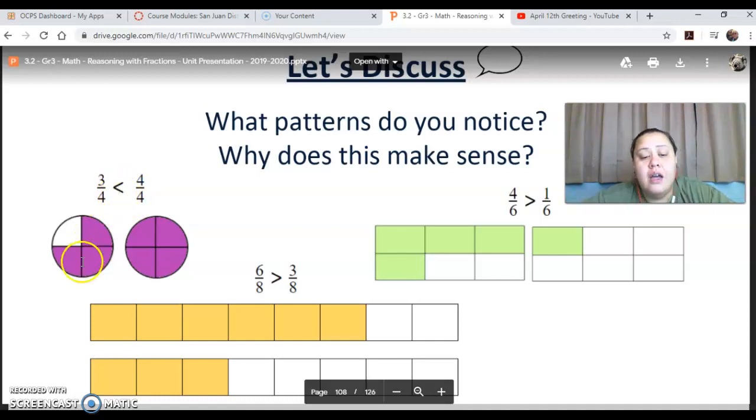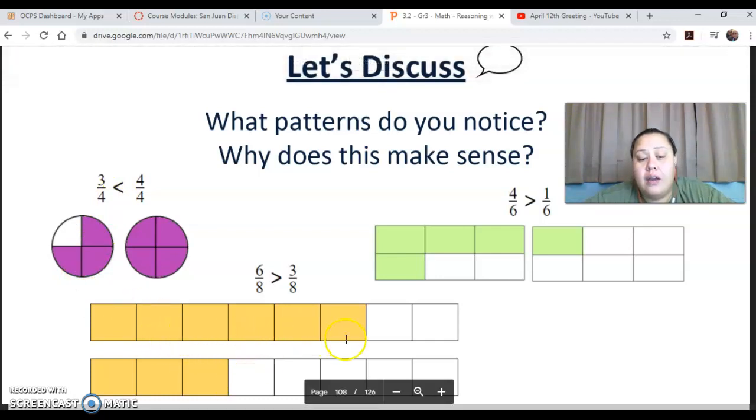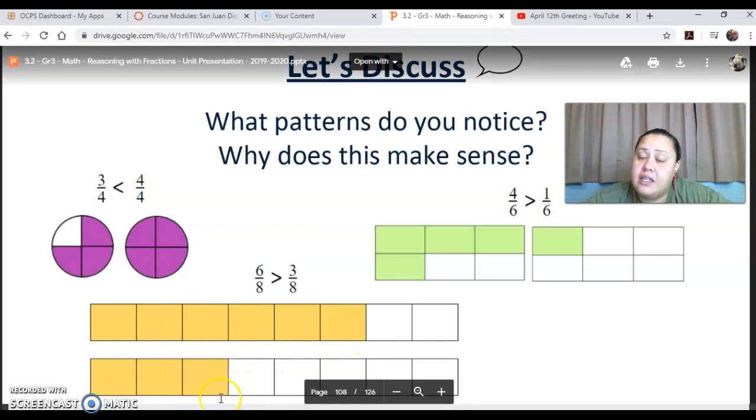And finally, we have 2 rectangles here. And we have 6/8 and 3/8. And when we compare it, 6/8 has more shaded.